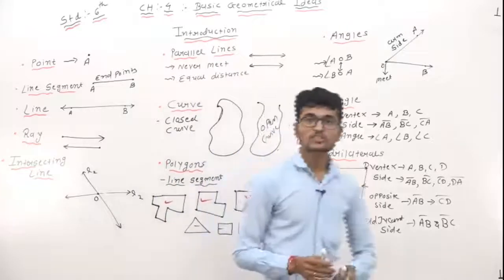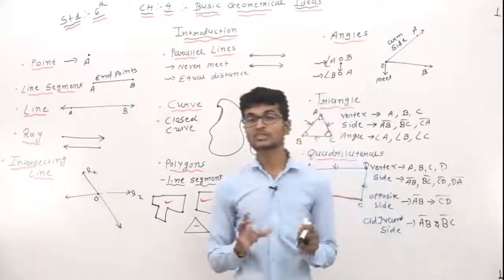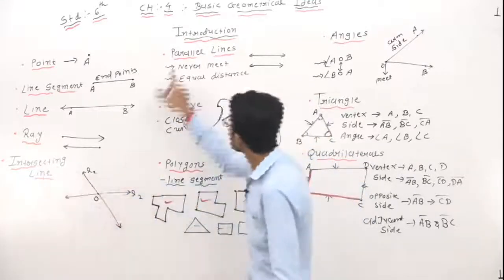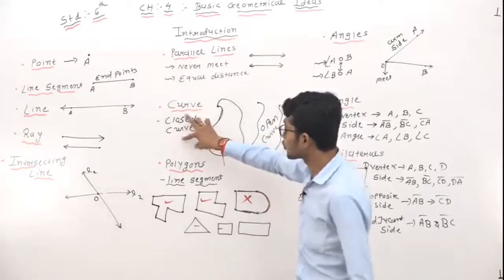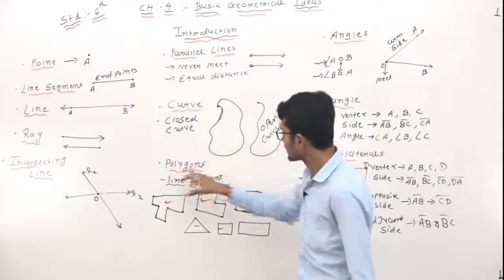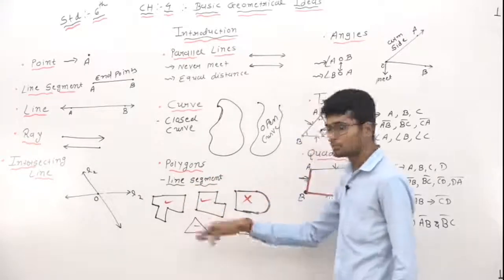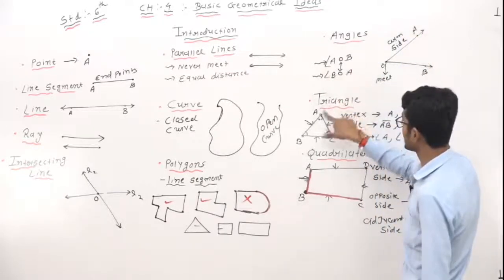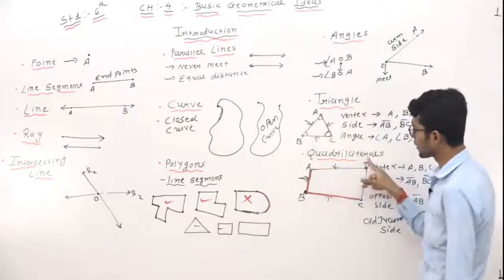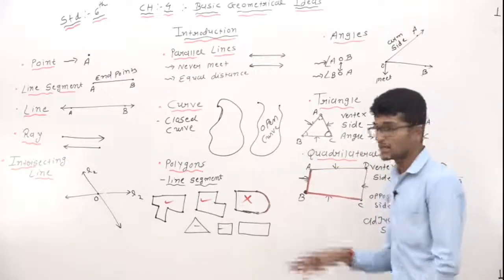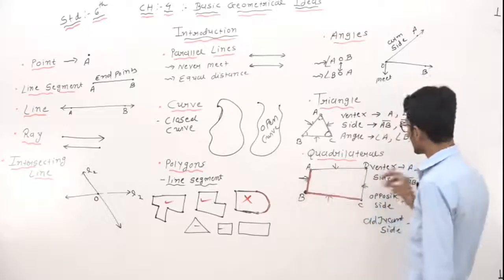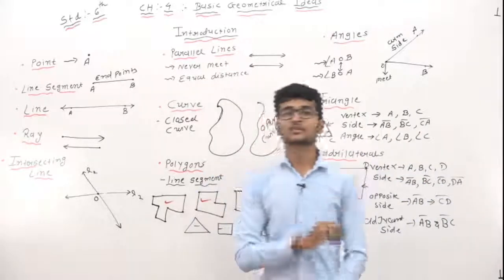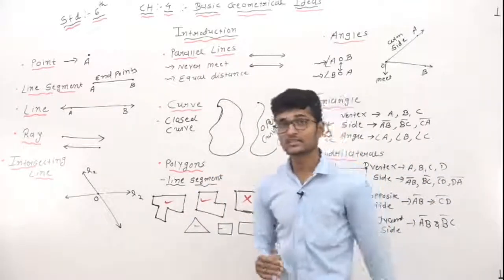So this is our introduction of chapter number 4. We understood point, line segment, line, ray, intersecting lines, parallel lines, curves, closed curves and open curves. Then the polygon, made using line segments, and figures. Then the angles and how to write an angle. Then triangles: vertex, side, angle, and quadrilateral. A quadrilateral has only 4 sides, made using line segments. So vertex, side, opposite sides and adjacent sides. Clear? Now we will discuss the next topic in this chapter, exercise 4.1.